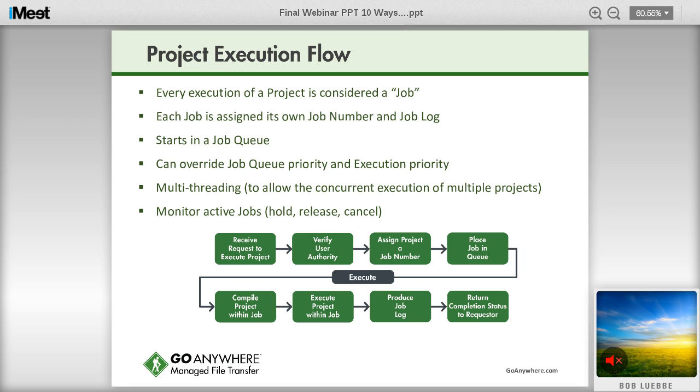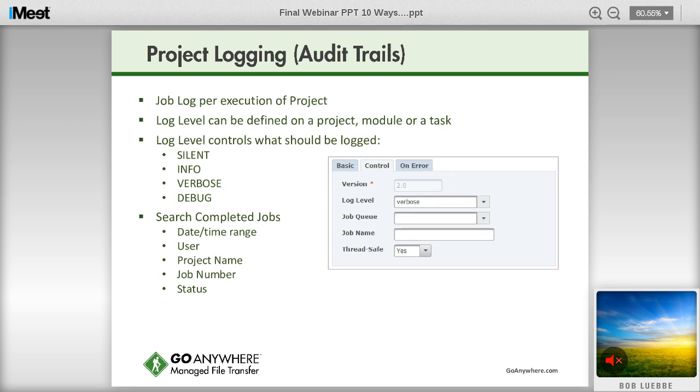So if there's certain file transfers that need to get more attention from the CPU than other transfers, you can assign them higher priorities as you need to. Now you can set up operators in GoAnywhere so they could manage those jobs. They'll be able to hold jobs, cancel them, release the jobs, so they can make sure those jobs are getting managed properly.